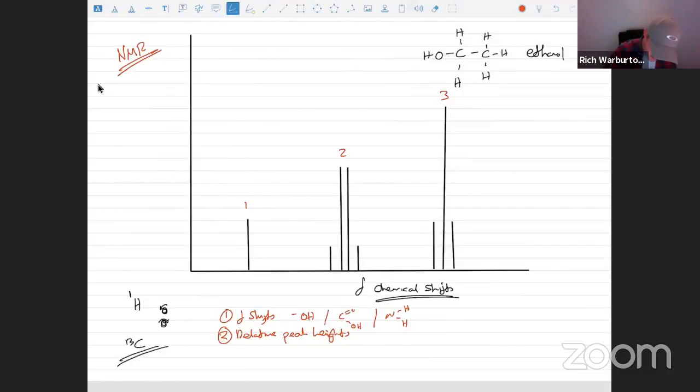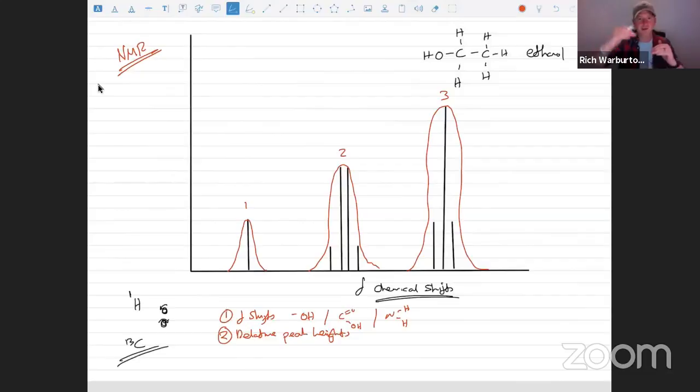If you imagine these as not being split and they look like this, you can see the relative peak heights going on here. What does that show us? That equals the relative number of hydrogens in that environment. Now, when I speak about environments, it's where on the molecule do those hydrogens live relative to everything else? So that's what I'm talking about in terms of environments.